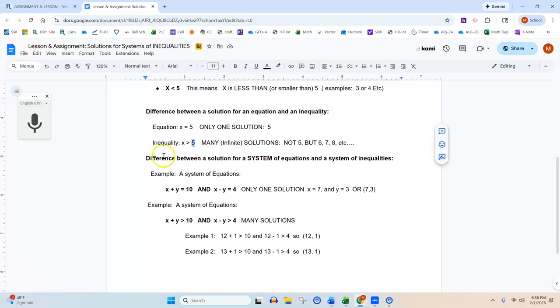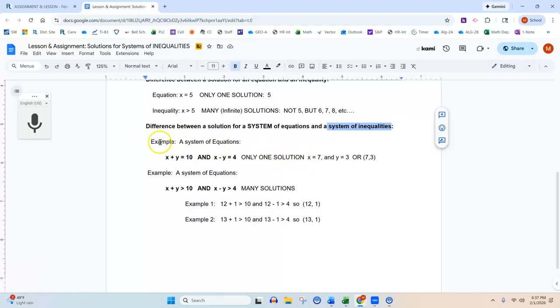Now, we can look at the same thing for the difference between a solution for a system of equations and a system of inequalities. So we learned before, I'm going to give you a simple example, a system of equations. If we have these two equations, x plus y is equal to 10, x minus y is equal to 4, then only 7 and 3 would work on both. 7 plus 3 is equal to 10, and 7 minus 3 is equal to 4. But nothing else would work. If we did 5 plus 5, that's equal to 10, but 5 minus 5 is not equal to 4. Only this solution is the only one that works.